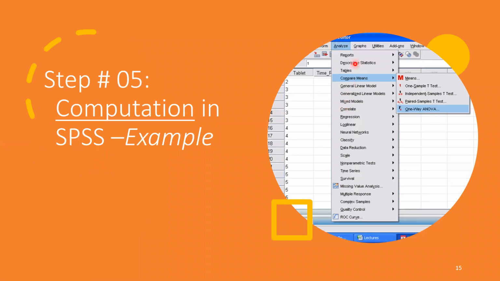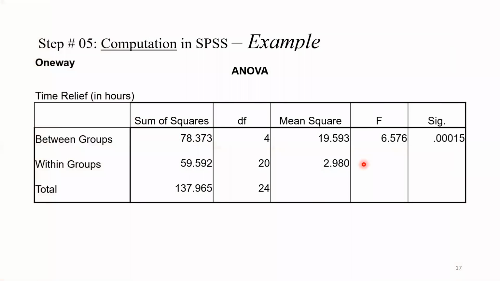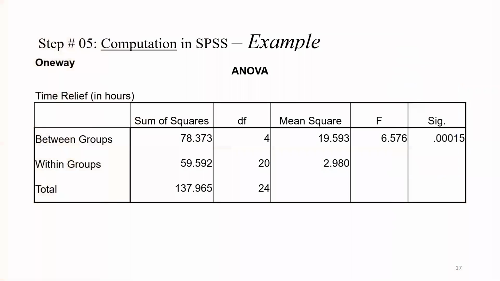To proceed towards the ANOVA, we will again go to the Analyze option. Then we have the option Compare Means, and then One-Way ANOVA. Once we click on One-Way ANOVA, it asks two things. One is the dependent list, which is time relief in our case. And then we have the factor, which is the brands of tablets. We have A, B, C, D coded as numbers, not strings. It won't accept a string variable.